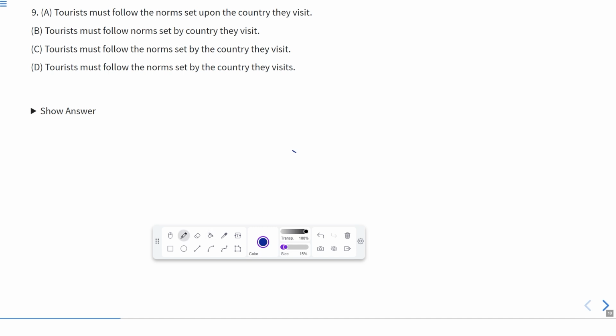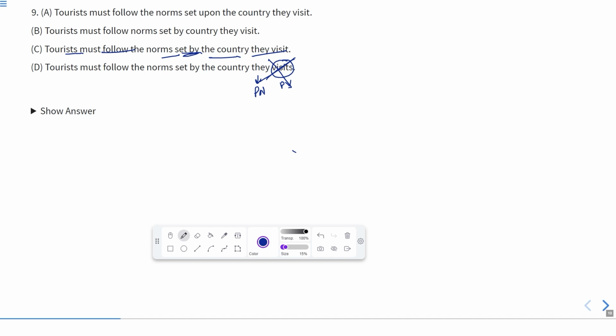Now, if you see the last one, it is written "they visits". We cannot use "visits" with the word "they". "They" is a plural pronoun, so we need to write a plural verb, which is not "visits". So this "visits" is incorrect over here. Okay, tourists must follow the norms set by the country they visit. Now, tourists must follow the norms. Which norms? Set by, it means which are made by the country they visit.